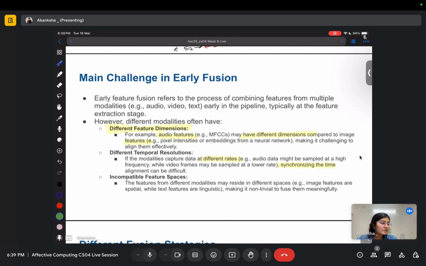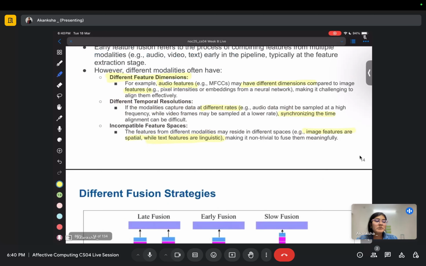Incompatible feature spaces: one is the text modality, which represents the linguistic information, and one is, let's say, image features. They're more on the spatial side. Spatial and linguistic are two different things, and we cannot just put them together and feed them to the model, because we need to make sure that whatever we are combining makes sense. It should be meaningful.